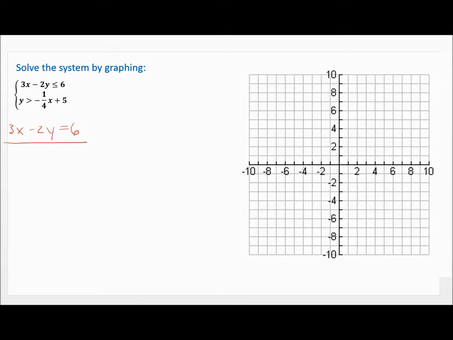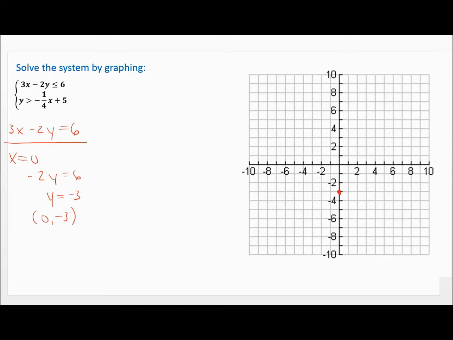Now, you can put that in y equals mx plus b form, but don't forget that a tool that you have is just calculating the intercepts, and that's a real easy method for this particular problem. So notice intercepts. Remember, if you let x equal 0, you find the y-intercept. Well, if I let x equal 0, that's gone. That gives me negative 2y equals 6, divided by negative 2. That's y equals negative 3. So that's the point 0 for x, negative 3 for y.